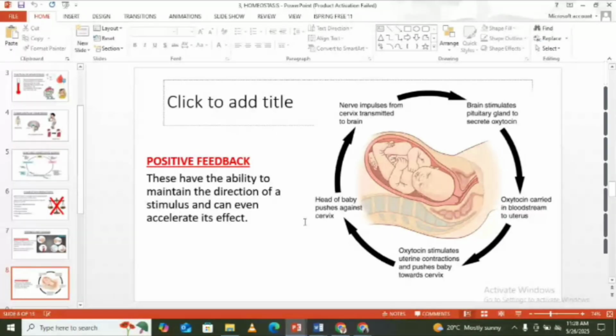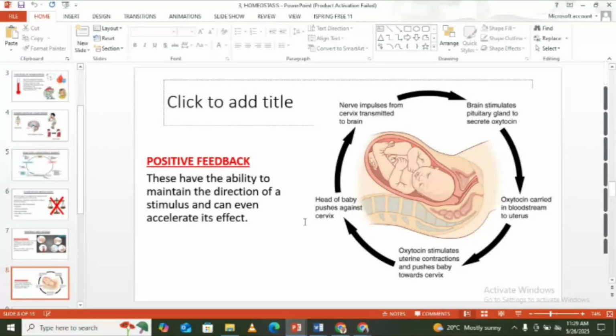The brain now will stimulate the release of oxytocin, and oxytocin will strengthen the contractions. With strengthening of the contractions, there will be more pushing. With more pushing, more oxytocin is released until childbirth. And immediately after childbirth, the oxytocin production ceases because it has achieved its intended outcome. The intended outcome here was the successful childbirth.